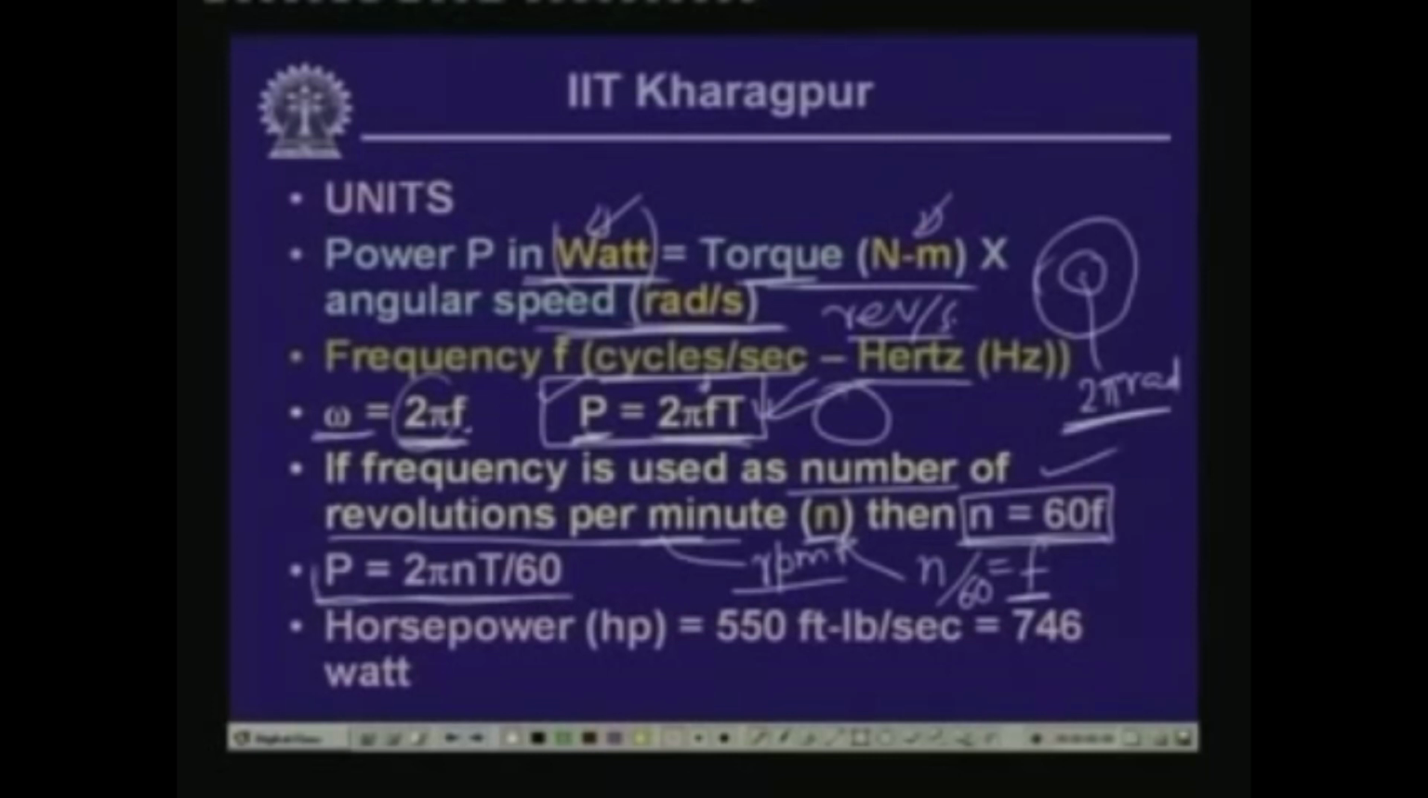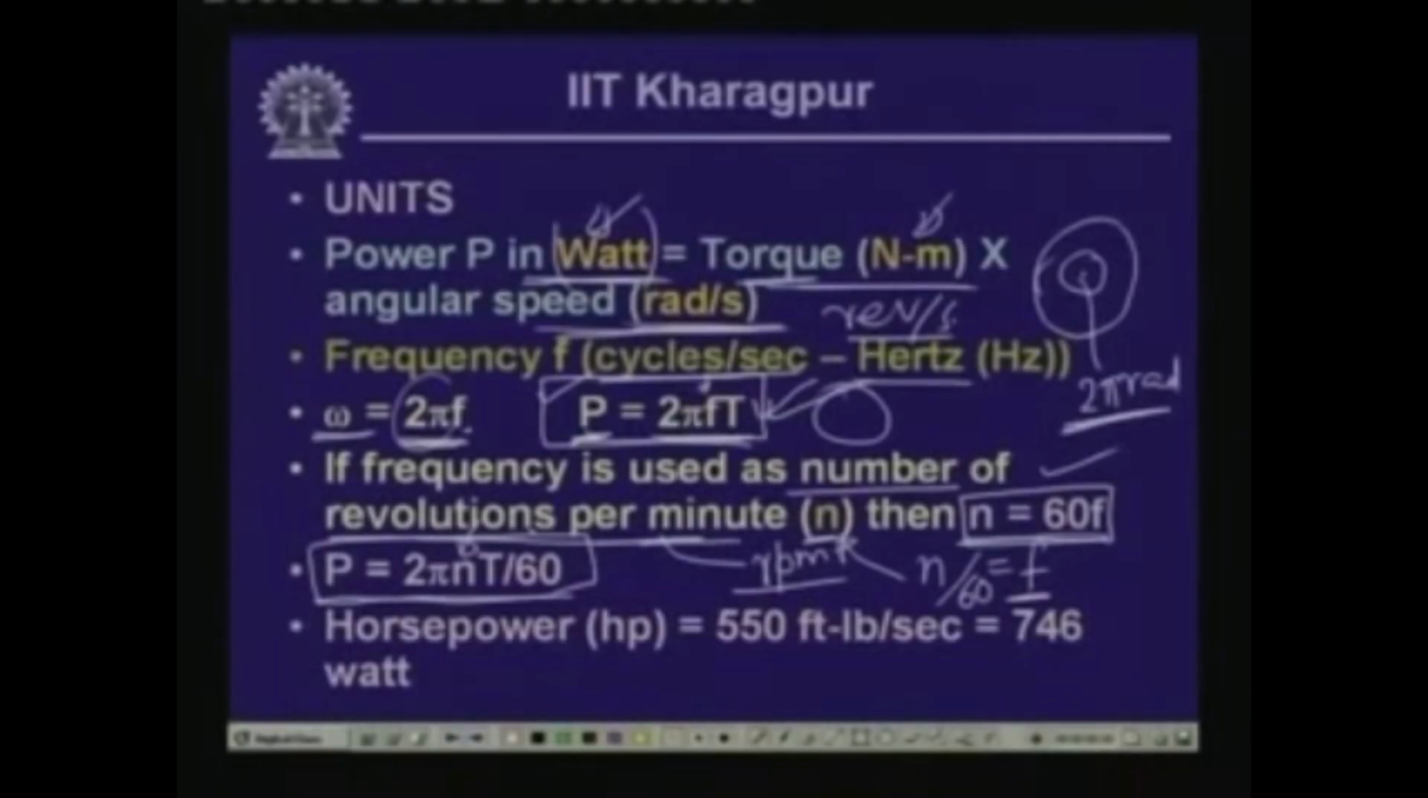T by 60. Okay. So, if the rotation of the shaft is defined in terms of the revolution per minute, which is N, then power is equal to twice pi N T by 60, or if it is defined in terms of the frequency f, which is revolution per second, then it is twice pi f T.